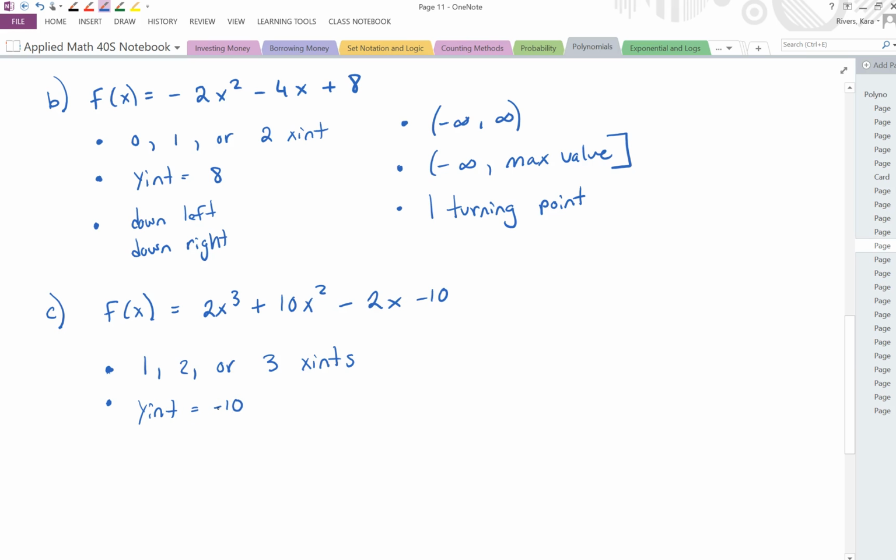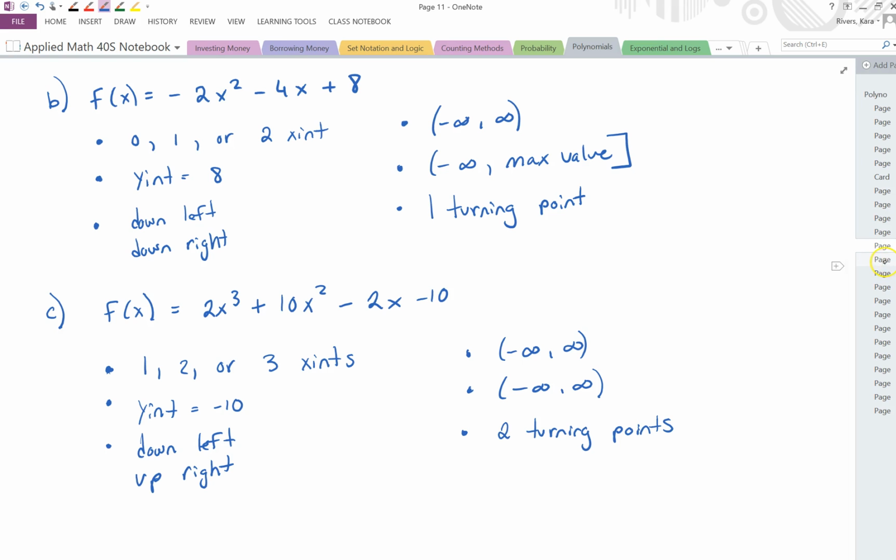The end behavior, because it's odd, the left-hand side and the right-hand side are doing different things. So how do I know what's going on? Well, I'm looking at the sign in front of my leading coefficient. It's positive, which means it is rising to the right. So that means it's down on the left and up on the right. My domain goes from negative infinity to infinity, and my range also goes from negative infinity to infinity. Turning points, there are 2 when we're talking about cubic functions. So that's example 1. Let's have a look at example 2.